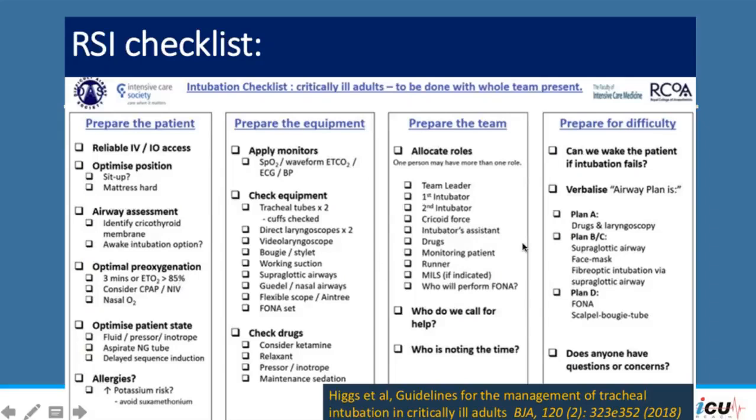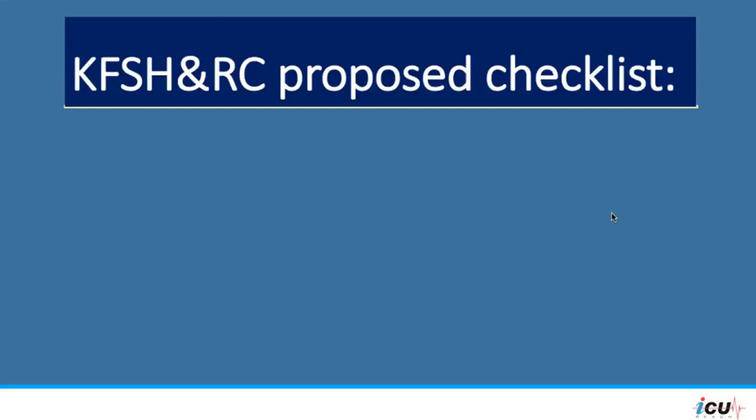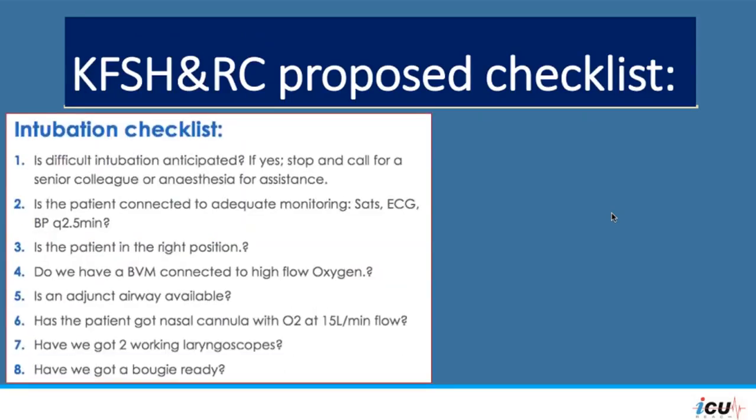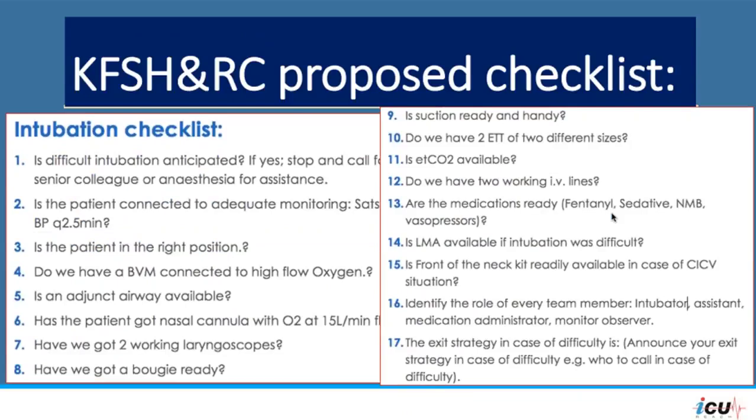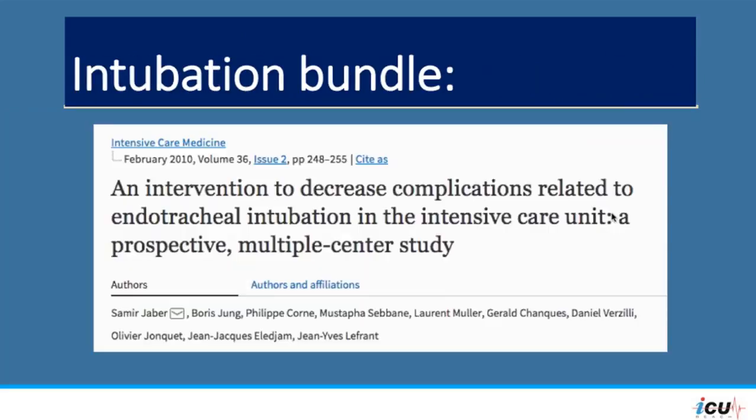Most importantly, you must verbalize the airway plan. So you'll say, plan A, I'll go ahead, give drugs and do laryngoscopy. Then if that fails, I'll move on to plan B and C, and you verbalize that to your team. At KFSH, we have proposed a similar checklist. I've been working on this for the last few months, so I didn't see the checklist I shared with you earlier, but I was so pleased to see we covered most of it.